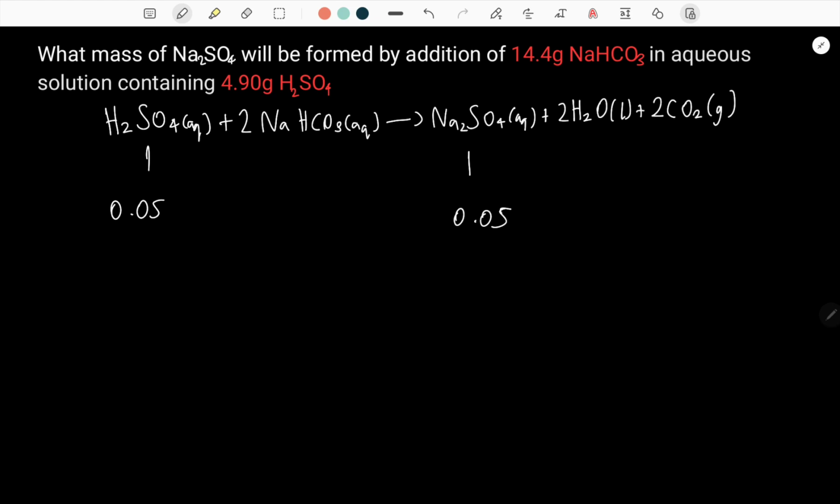Now the mass is very simple. We just need to do 0.05 times the molar mass of Na2SO4, which is 142, and this will give us the answer of 7.1. This is the final answer, and this is really that easy.